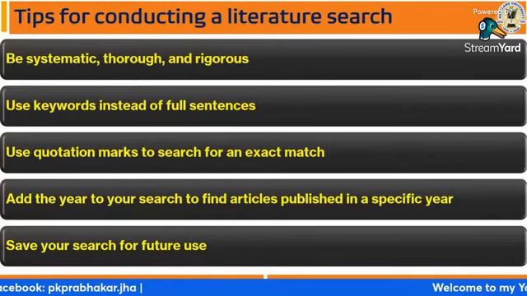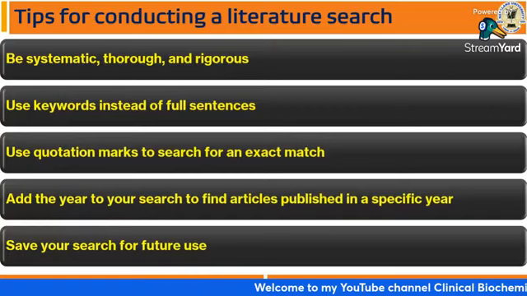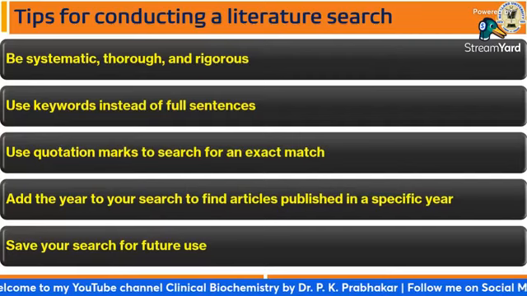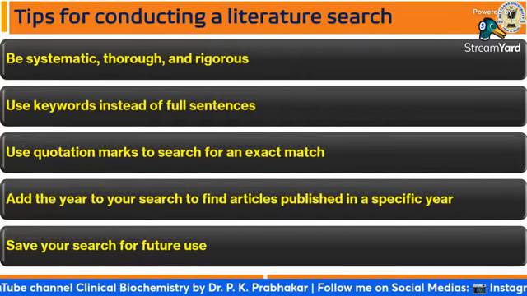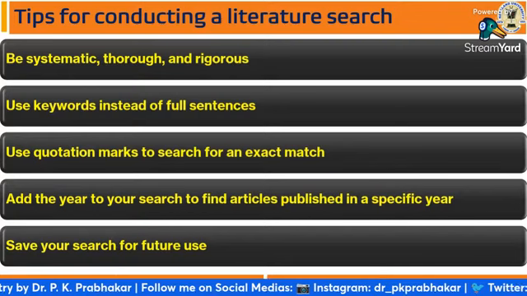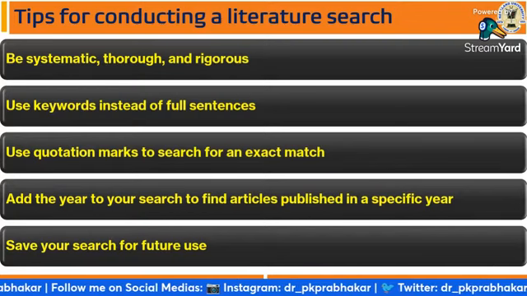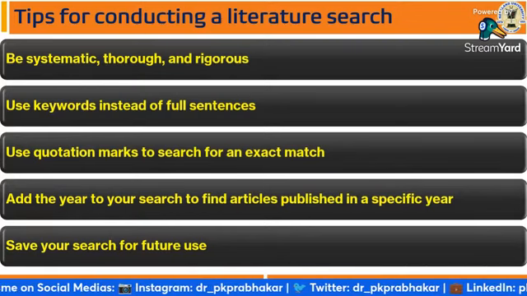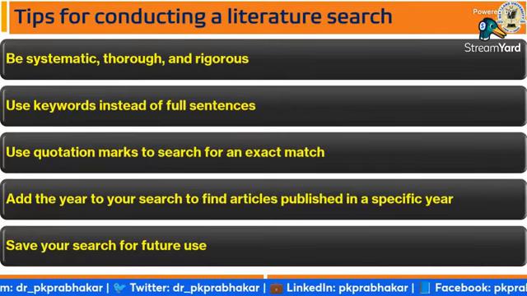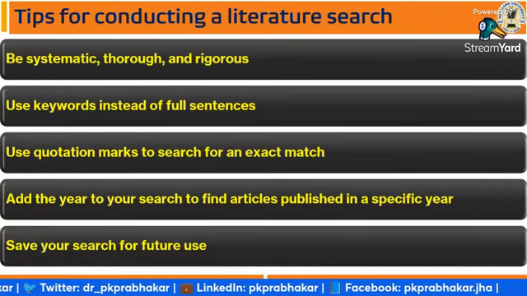So there are some tips to conduct literature searches. Be systematic, thorough, and rigorous. The more thoroughly and rigorously you do the literature search, the more efficiently you will be able to find the research gap. Use different keywords instead of full sentences. Use quotation marks to search for exact terms, exact matches. I will come to how Google can give you the best results.